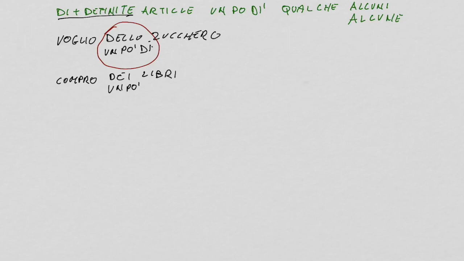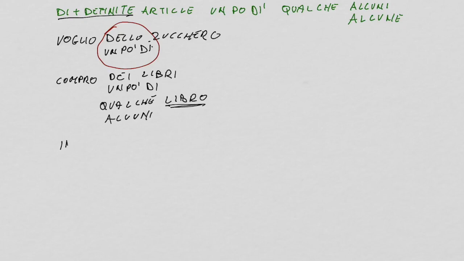Definitely, I can always use the partitive article, dei, but I can also use un po' di. At the same time, I could use qualche and alcuni as well. So, compro dei libri or compro un po' di libri or compro qualche libro. Remember, with qualche, the singular noun is required, and compro alcuni libri. The last sample. I meet a few friends.